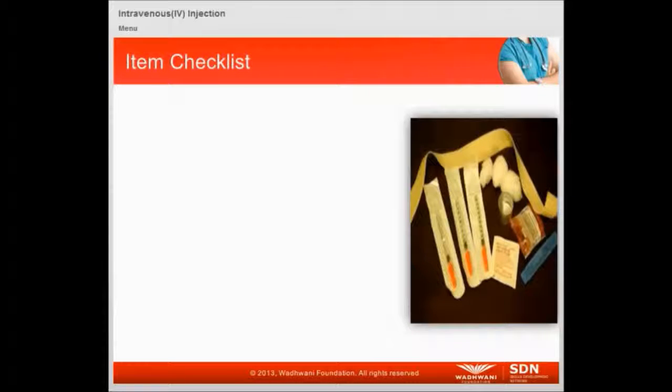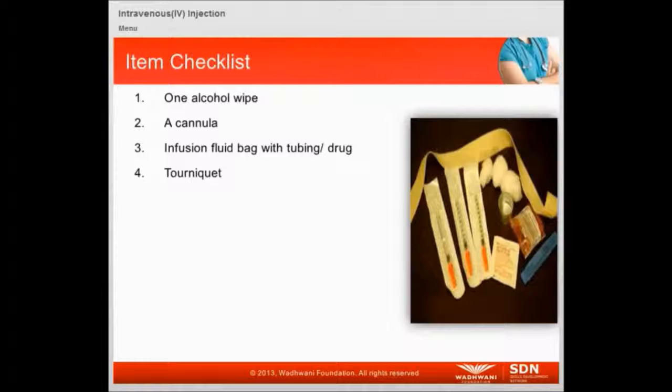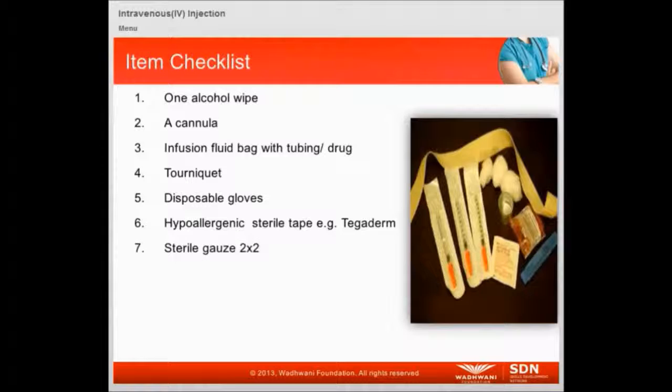The items needed for IV insertion are: 1. One alcohol wipe, 2. A cannula, 3. Infusion fluid bag with tubing and the drug, 4. Tourniquet, 5. Disposable gloves, 6. Hypoallergenic sterile tape, for example Tegaderm, 7. Sterile gauze 2x2, 8. Hep saline, 9. Three-way connector 10 centimeters.